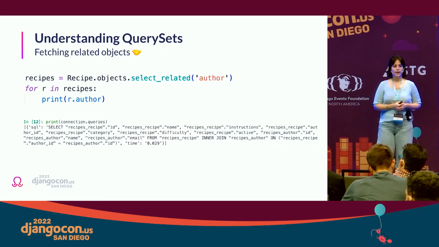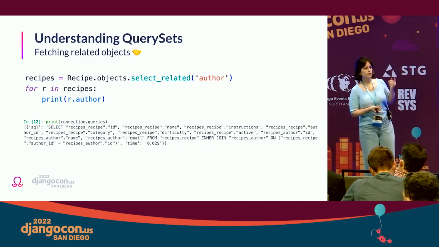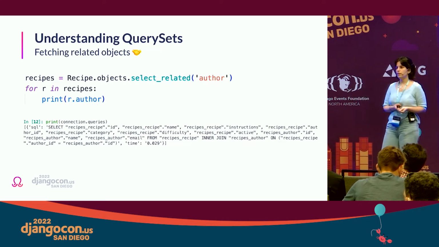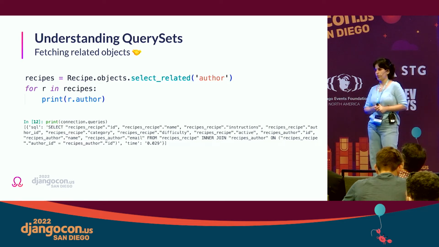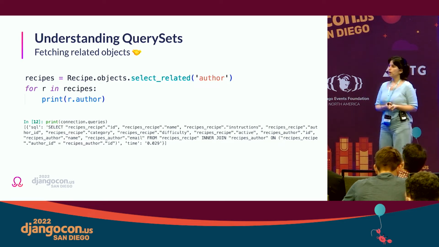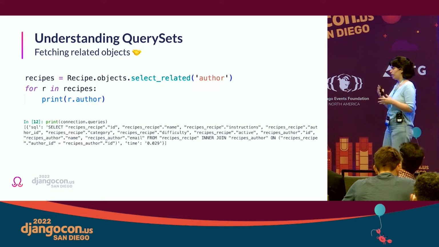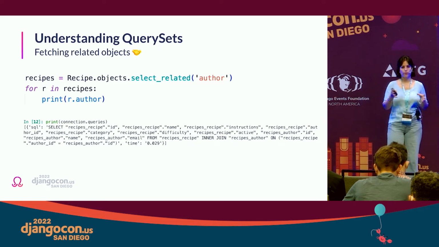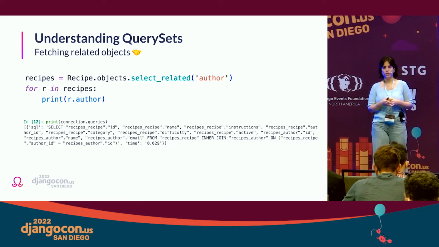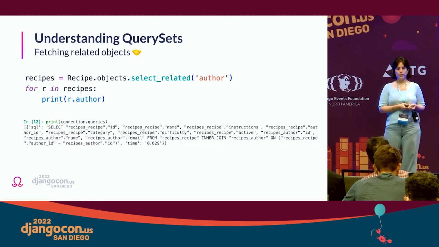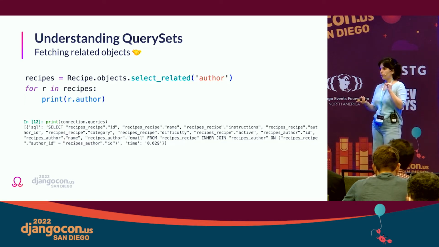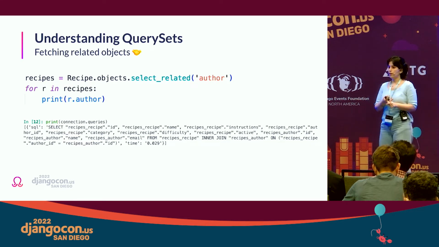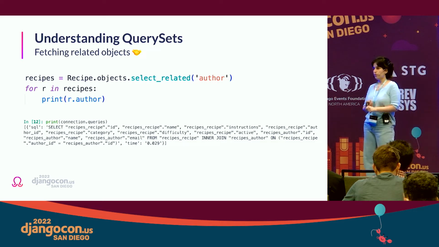Well, Django provides two methods, prefetch related and select related, that let you prefetch related objects. Select related works for foreign key relationships, and prefetch related for many-to-many. What select related does is perform a join between the two related objects, and it performs only one query. Prefetch related performs two queries, one to get all the recipes and another to get all the authors related to the recipes.